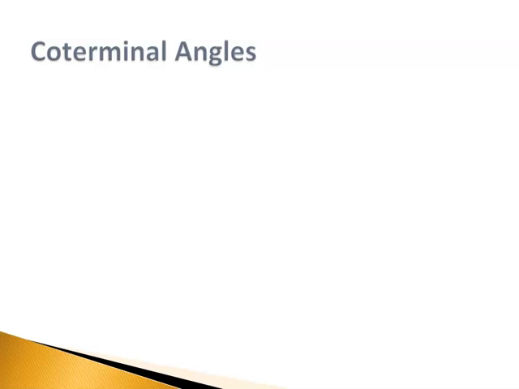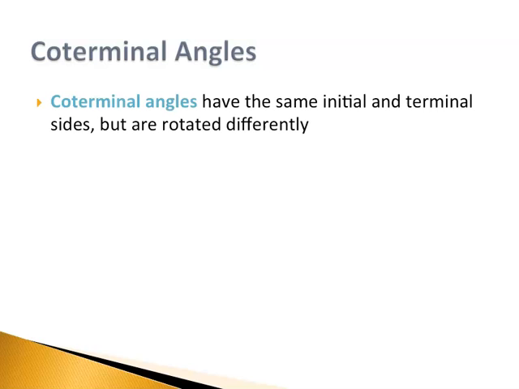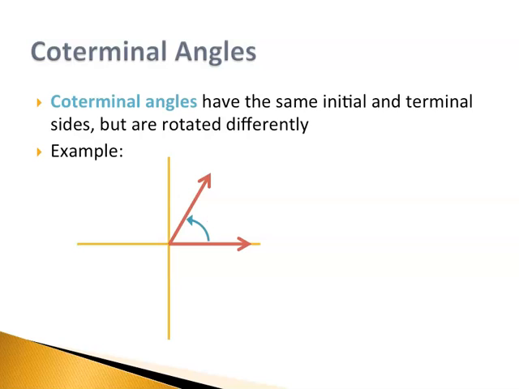Okay, so first let's talk about coterminal angles. Coterminal angles are angles that have the same initial and terminal sides, but you rotate them differently in order to get there. Here's an example. Let's say we have an angle measure here. Let's call that pi over 3. I know we're going to get used to using radians, but if it helps, we can write down the degree measure on the side here. So pi over 3 radians is the same as 60 degrees.